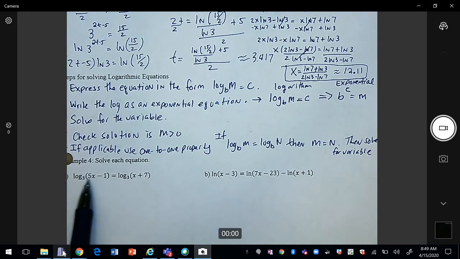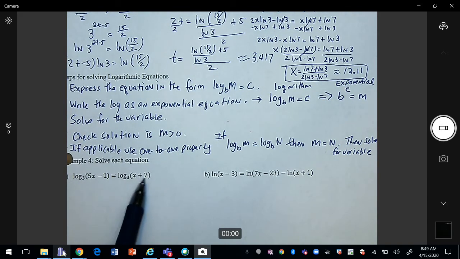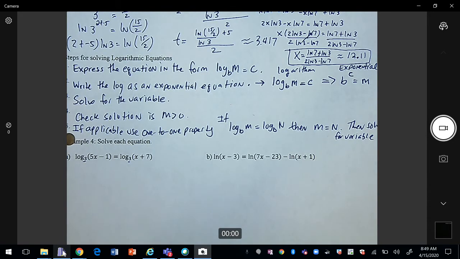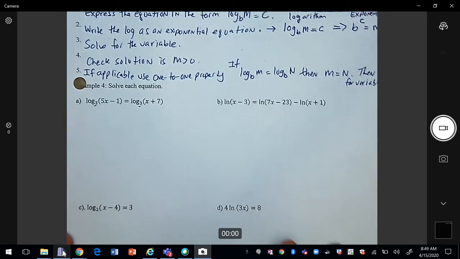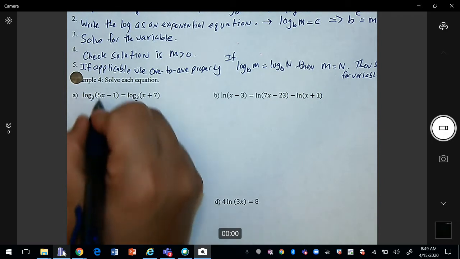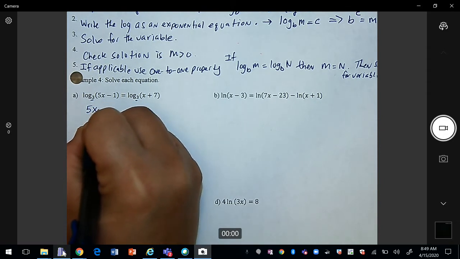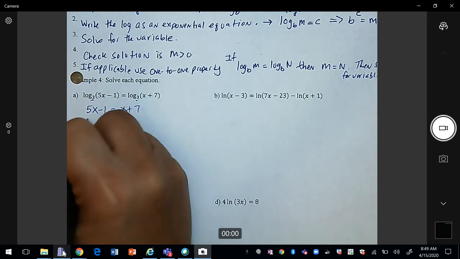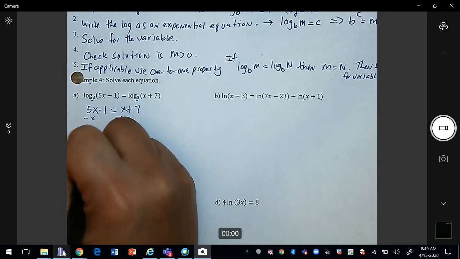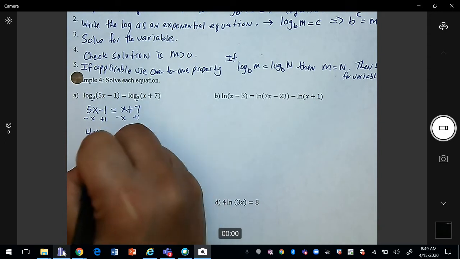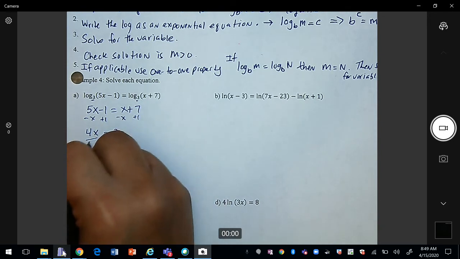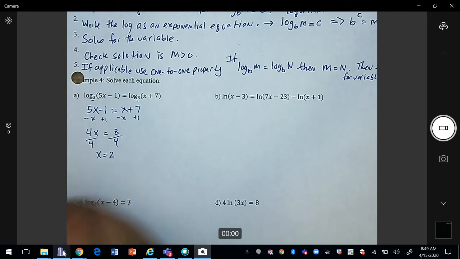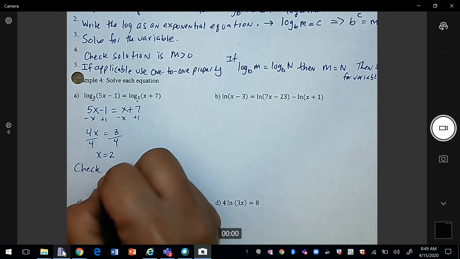We have log base 3 of 5x minus 1 equals log base 3 of x plus 7. Notice here that the base is the same. So I can use the one-to-one property, which tells me that I can set 5x minus 1 equal to x plus 7. I'm going to subtract x. So I get 4x, and I'm going to add 1. So we get that x is equal to 2. We need to check our answer.